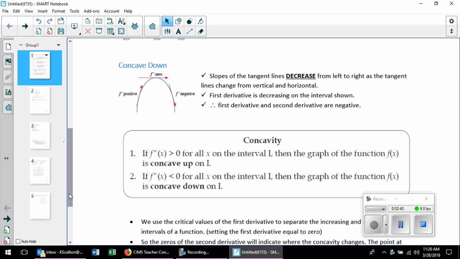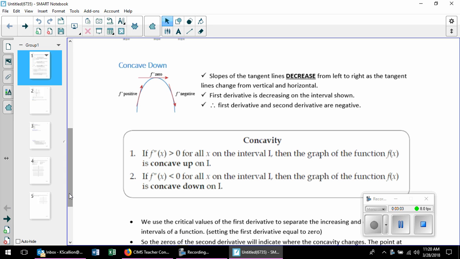Critical values of the first derivative separate the increasing and decreasing intervals of the function. We know how to do that. So the zeros of the second derivative will indicate the points where the concavity changes. Okay, these are called points of inflection. So now you're going to have critical values, you're going to have points of inflection. So we're adding on to everything.